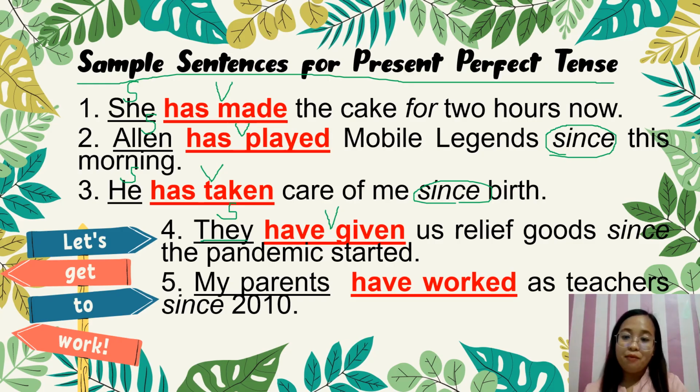My parents have worked as teachers since 2010. Ayan, subject, my parents. And the verb, have worked. So, yung parents is plural. Kaya, we are going to use have. Okay po? You understand? Okay, very good.